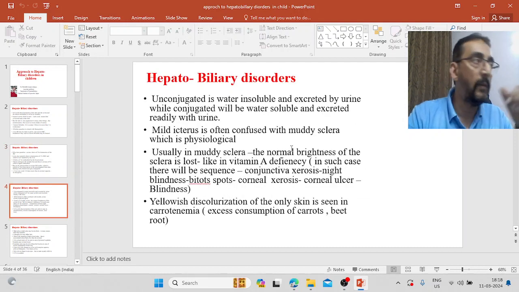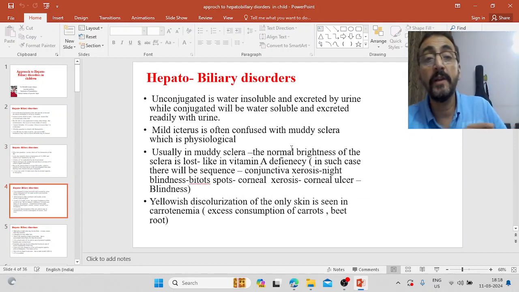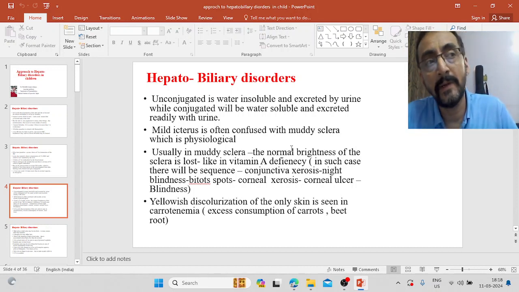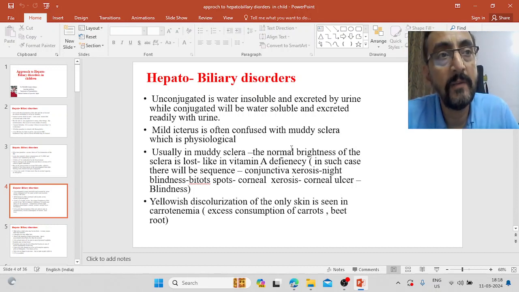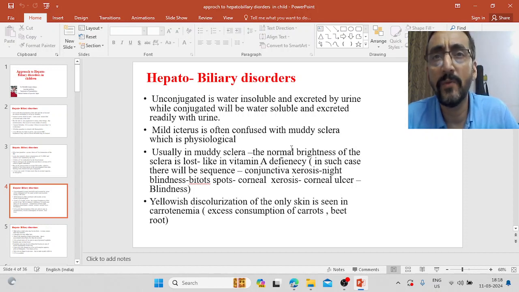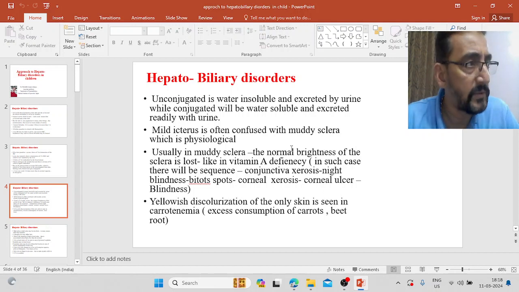Now, what is the need of converting this unconjugated bilirubin into conjugated bilirubin? Why do we have to give extra work to the liver? Unconjugated bilirubin itself can be cleared from the body, no? So why does it have to be brought to the liver? This is a big question.